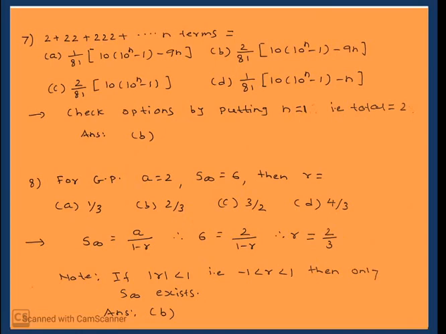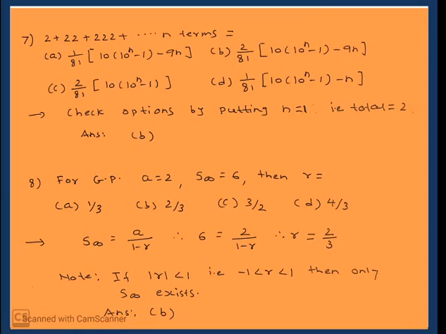Check options by putting n equal to 1. So n equal to 1 means the first term. So here it is 2. Now put n equal to 1 in the options. You will notice that in option B only you get 2. In A, C, D you do not. So the correct option is B.